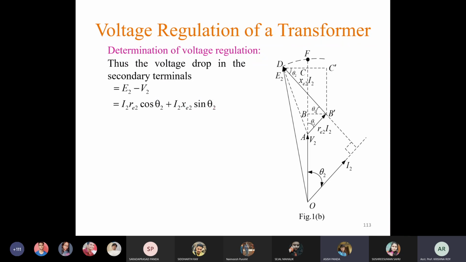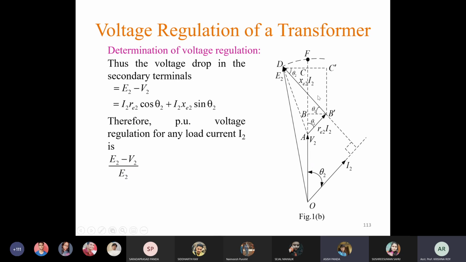XE2 sin theta 2. And if we divide this by the secondary rated voltage, which is E2, then we will get the voltage regulation. So therefore voltage regulation is equal to E2 minus V2 by E2. So we have to divide this expression by E2, then we will get the voltage regulation.